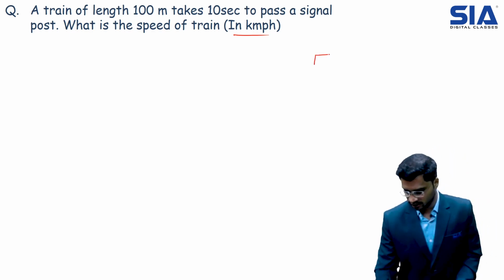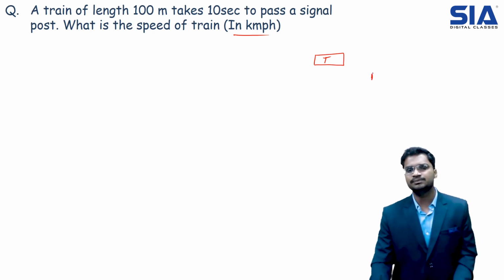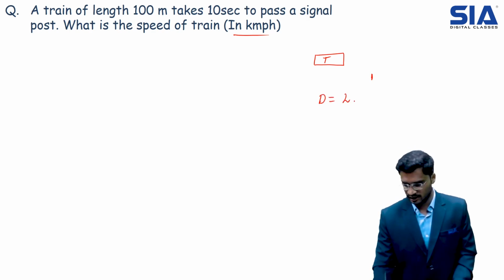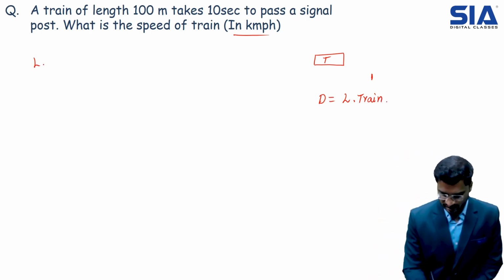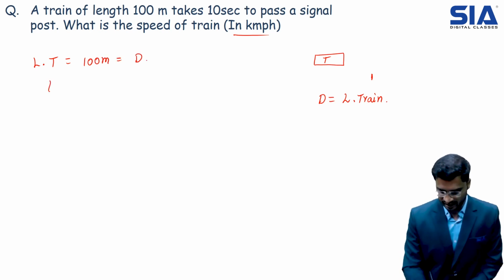So here our first question is given like this. A train is passing a flagpole or signal post. So if the train is passing this particular post, the distance is what? Distance is length of train. Here the length of train is given as 100 meters. This will become the value of distance. And the time given is 10 seconds.